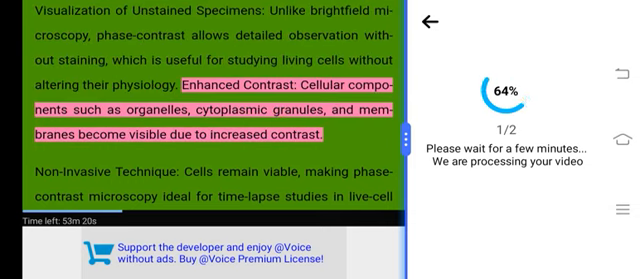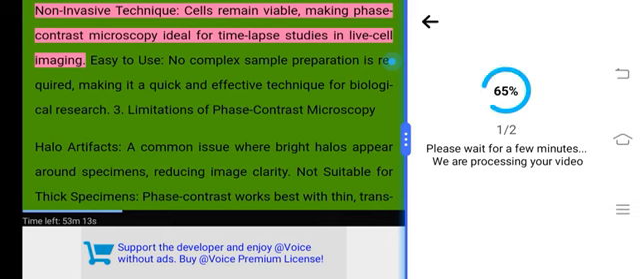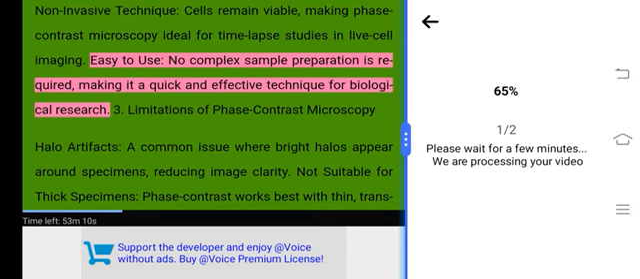Enhanced contrast. Cellular components such as organelles, cytoplasmic granules, and membranes become visible due to increased contrast. Non-invasive technique. Cells remain viable, making phase contrast microscopy ideal for time-lapse studies in live cell imaging. Easy to use. No complex sample preparation is required, making it a quick and effective technique for biological research.